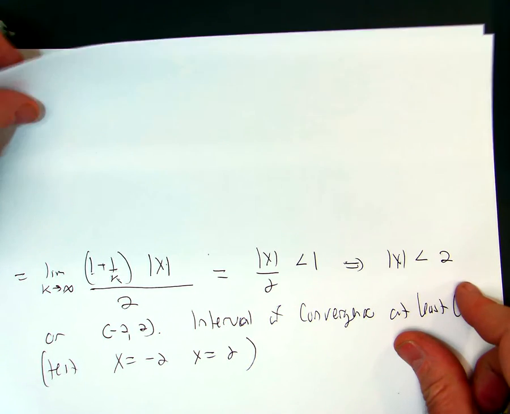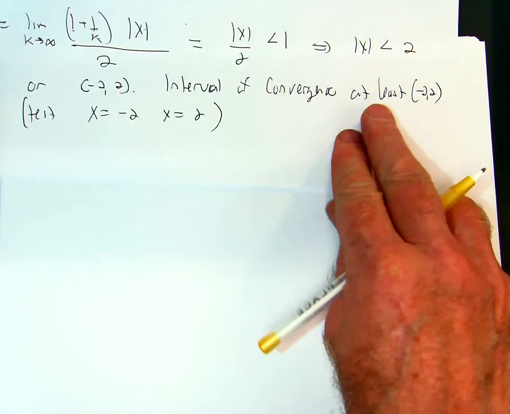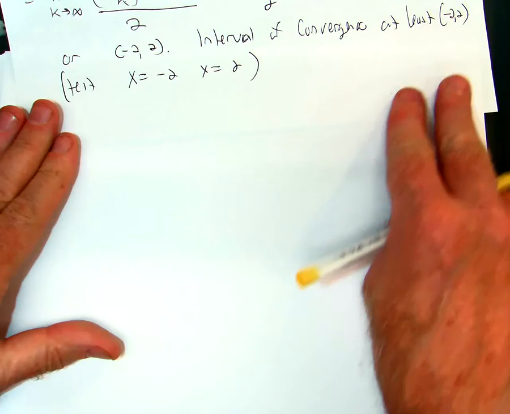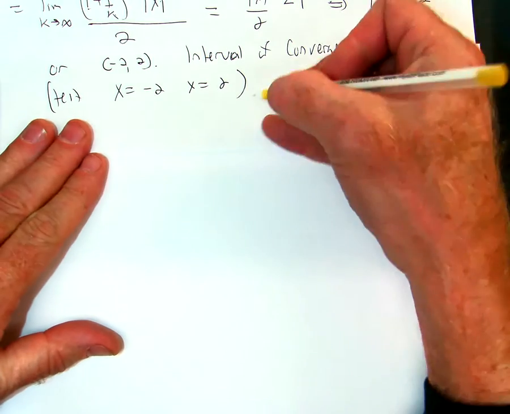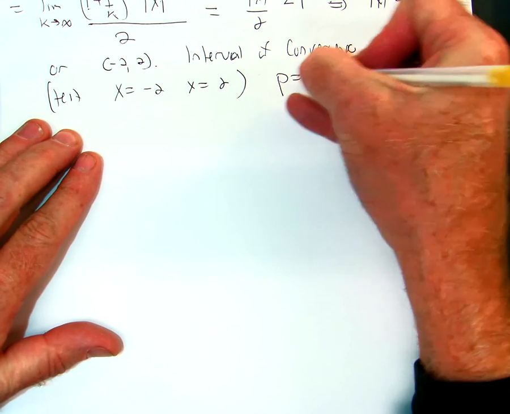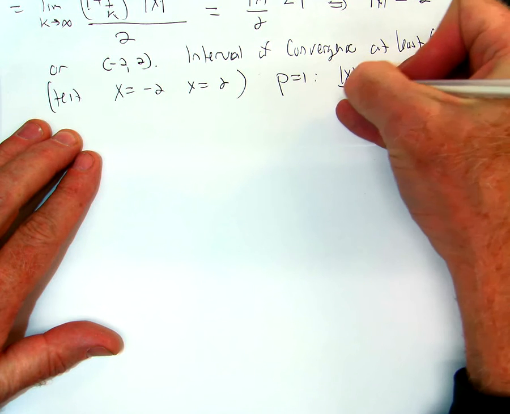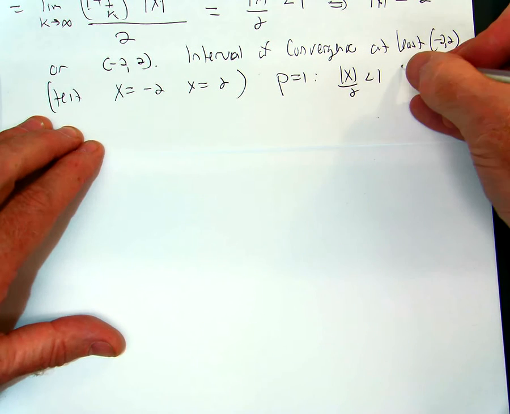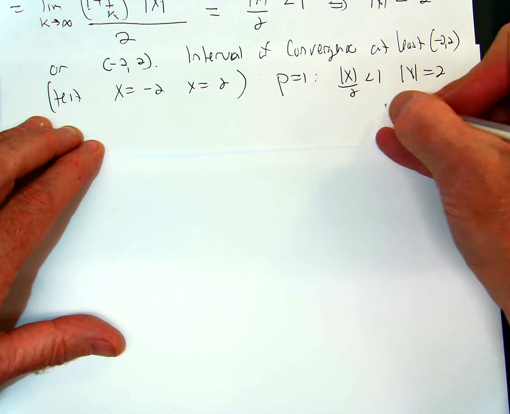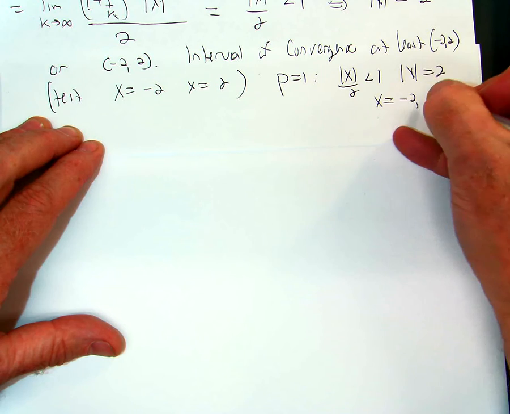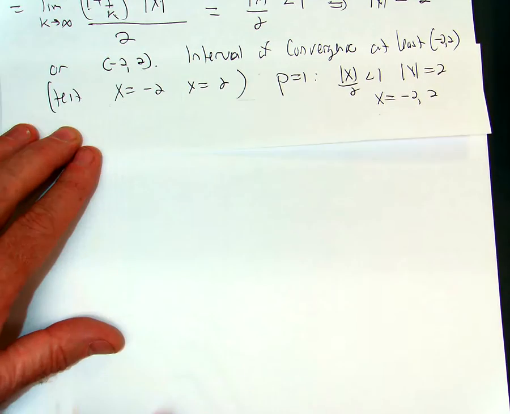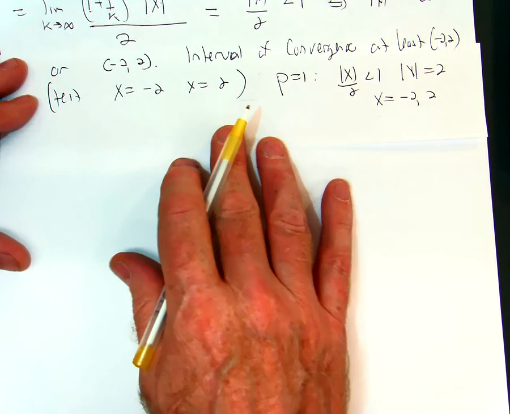Okay. So now I say, okay, well, rho equals 1, that's absolute x over 2 equals 1, and that's going to be absolute x equals 2, so x equals minus 2 and 2. That's what I meant there. I knew I was going to have to do that in advance. So you can abbreviate it.